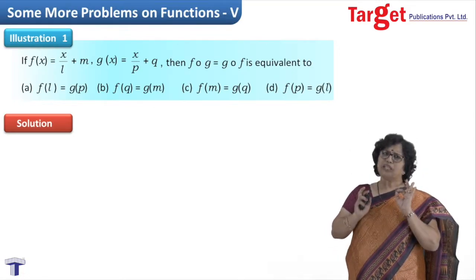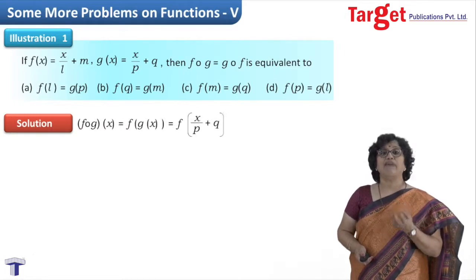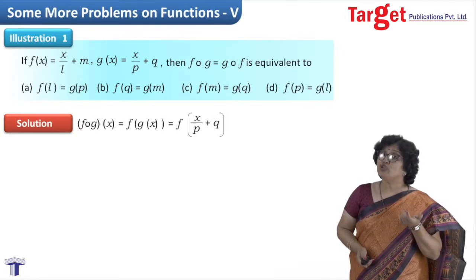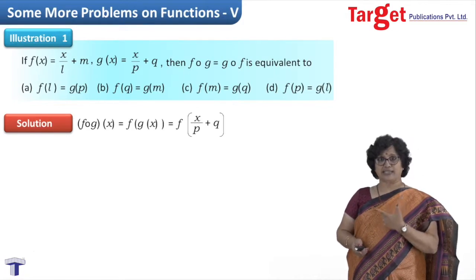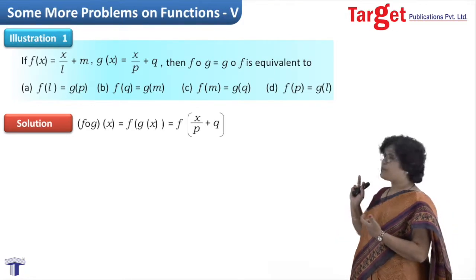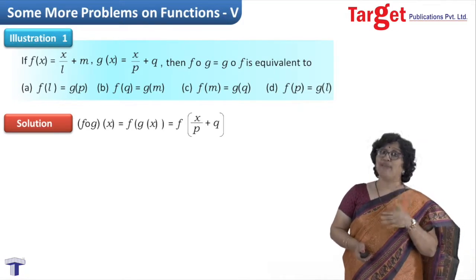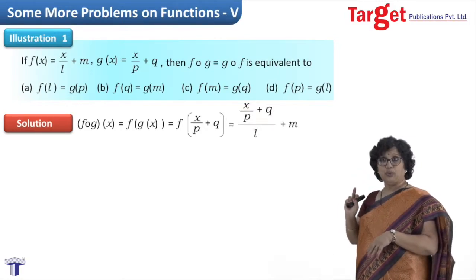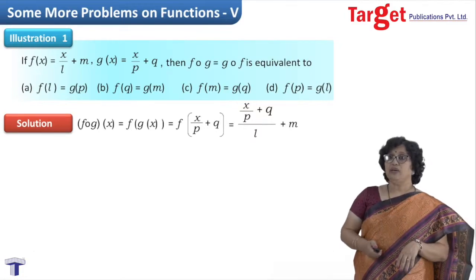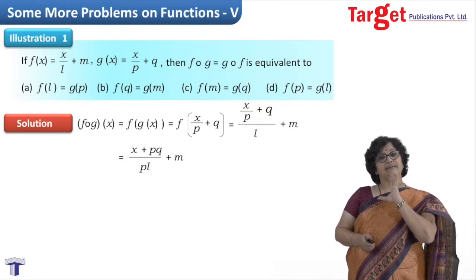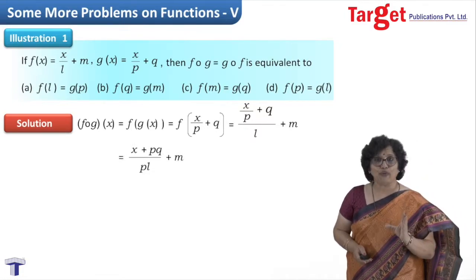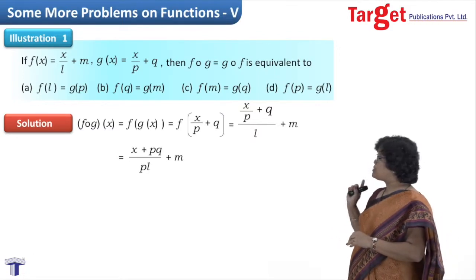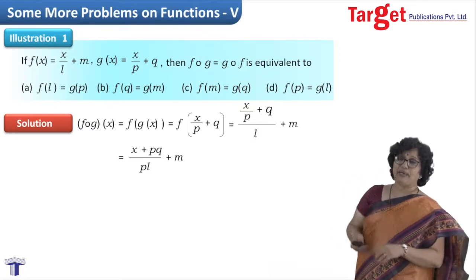So go methodically and first find fog on x. fog on x means f on g(x). So replace g(x) by x upon p plus q and apply f later. And when you apply f, you will get x upon p plus q, upon l plus m. You can simplify this and keep ready your expression for fog on x, and that is x plus pq upon pl plus m.